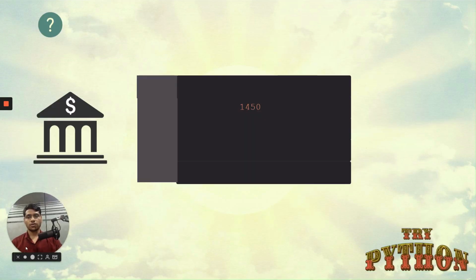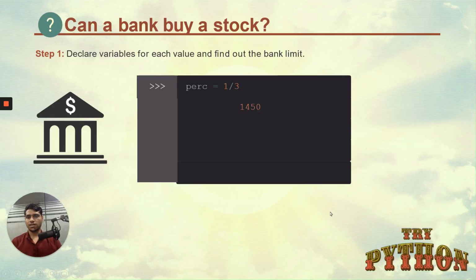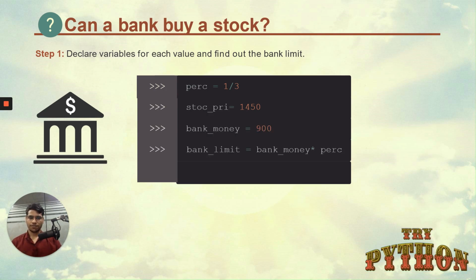Now let's try to solve a similar type of problem. But in this problem, a bank wants to buy a stock. So what I'll do is make multiple variables. I'll first make a variable called percentage, which is 1 by 3. Then I'll make a variable called stock price. Now if you notice, for the stock price variable, I have not named it completely. I have only named it what I need.